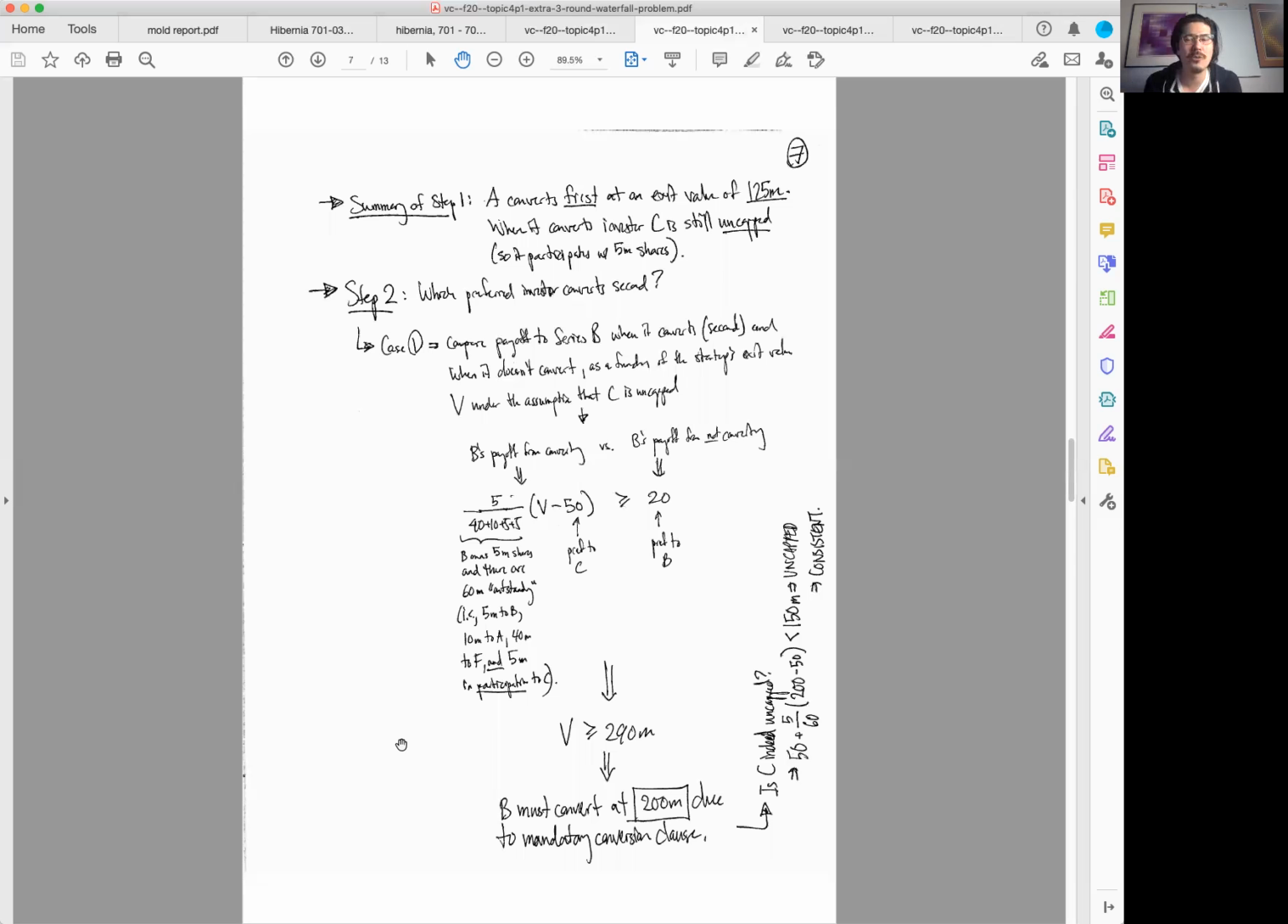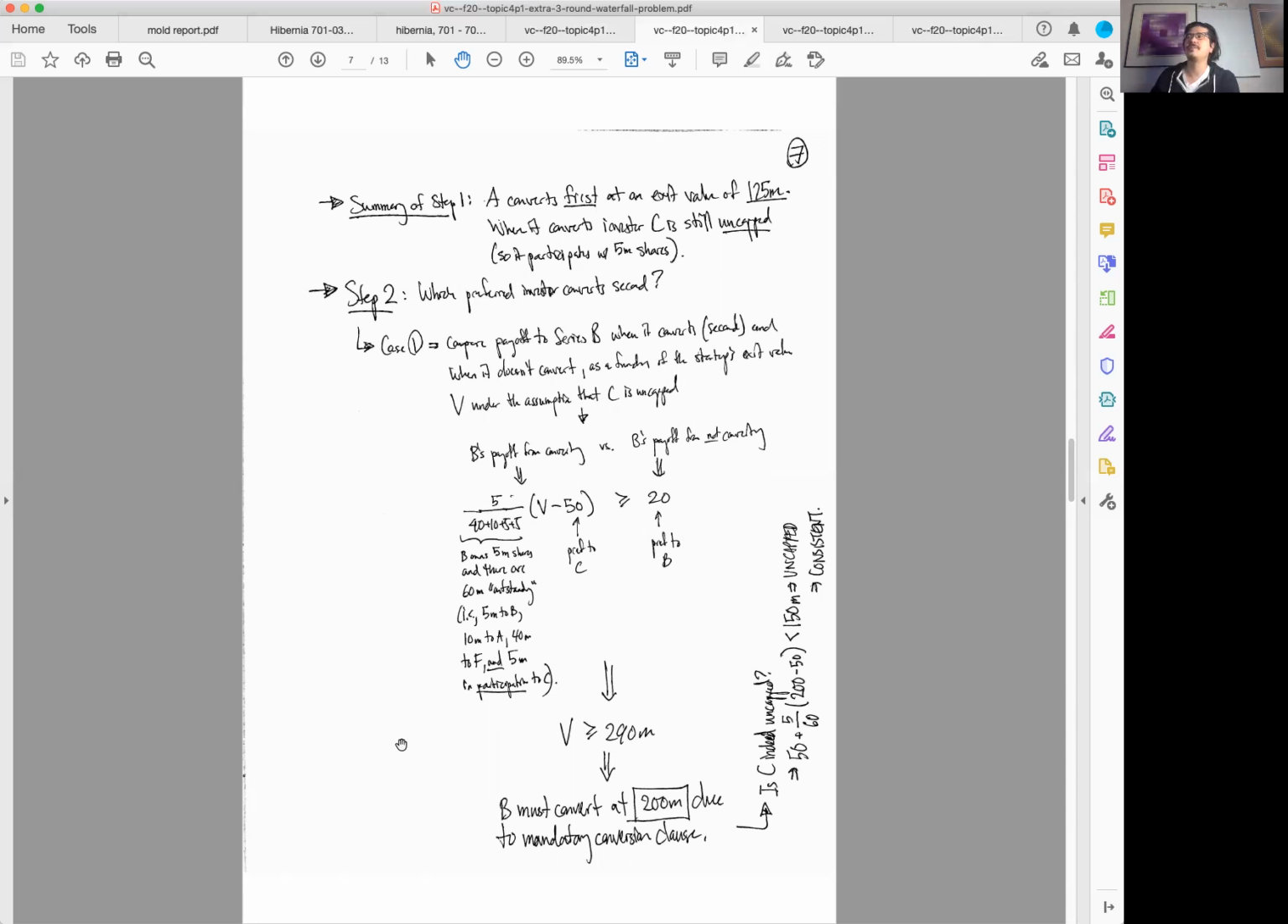Well, then we have already now determined what? We have determined that A converts first. They convert at an exit value of 125. And when they convert, we know that C has not hit their cap yet. We know all of those things. So far, so good? Now let's go figure out who converts second. Well, it's either B or it's C. And if it's B that converts, we also know that it could either be that C is uncapped or that C is capped, correct?